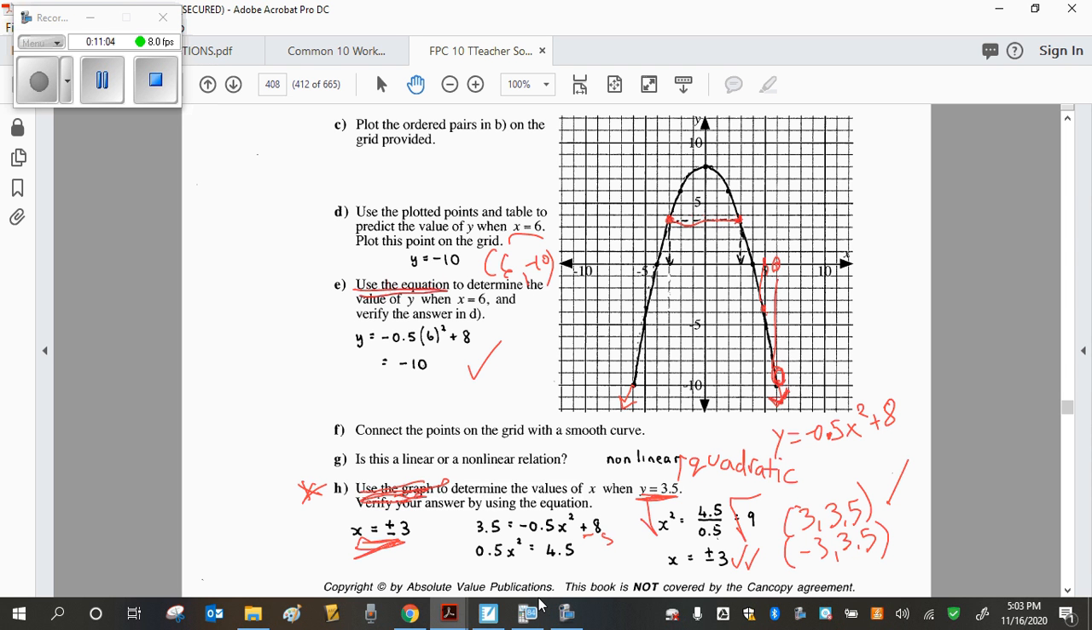I would subtract 8 on both sides. And then you're going to get -4.5 equals negative, don't worry about that part, and then divide by -0.5. So not just the numbers, the negative signs cancel as well. And then you get x squared equals 9, and the square root of 9 equals positive and negative 3. Dun dun dun.